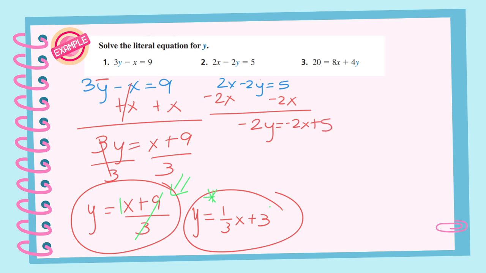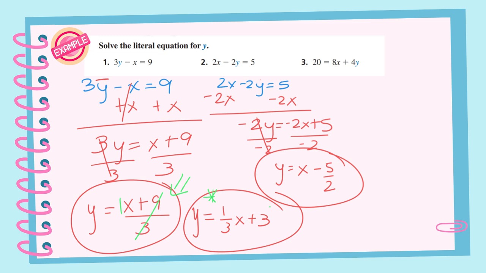How do I get rid of that negative 2 in front of my y? By dividing, correct? So y equals, what's negative 2 divided by negative 2? Positive 1, so it's just going to leave it as x, right? Positive x minus what? 5 over 2, right? Because 5 over negative 2 is still going to give you what? A minus 5/2.